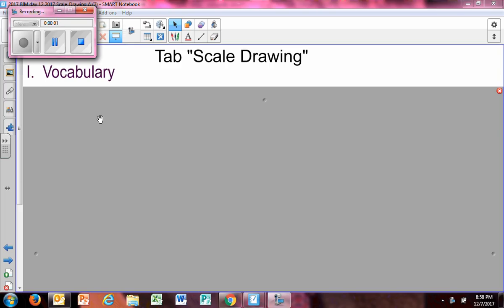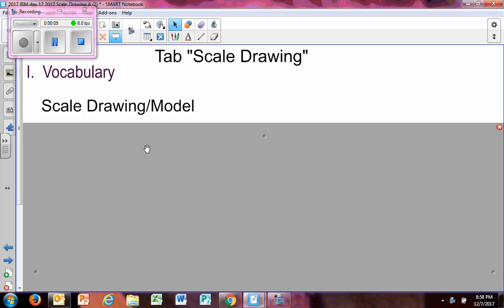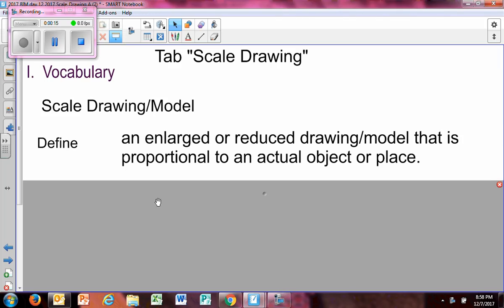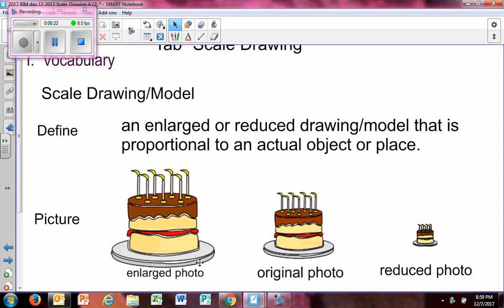I want you to do is in your toolbox, I want you to record down the vocabulary for today. Our first word is scale drawing or model, and the definition is an enlarged or reduced drawing or model that is proportional to an actual object or place. Go ahead in your toolbox and give yourself a picture to remind yourself what that is. I just have here the original picture, and then if I were to enlarge it or reduce it, that's an example of a scale drawing.